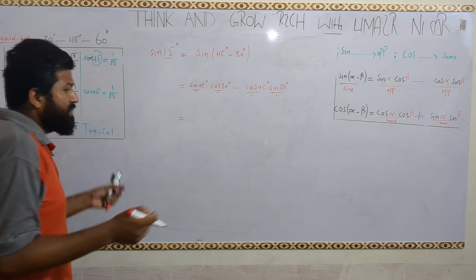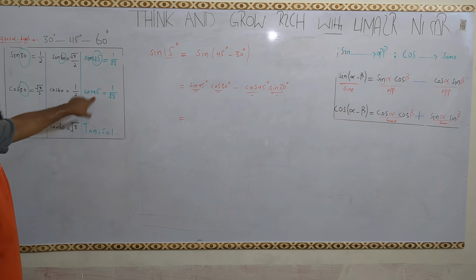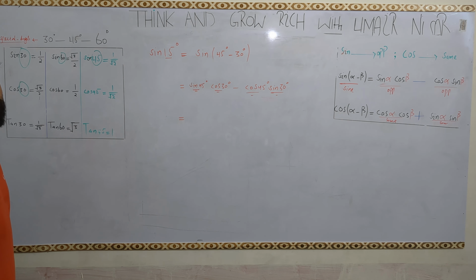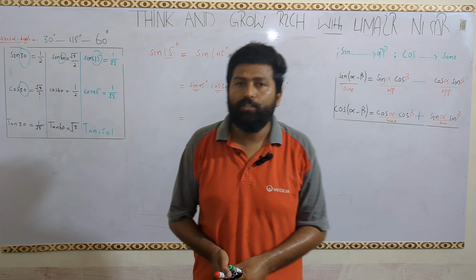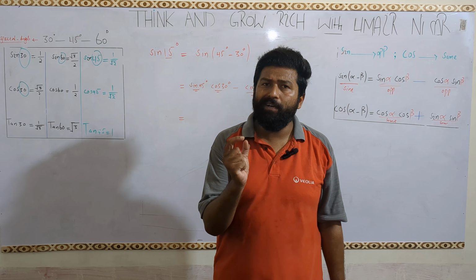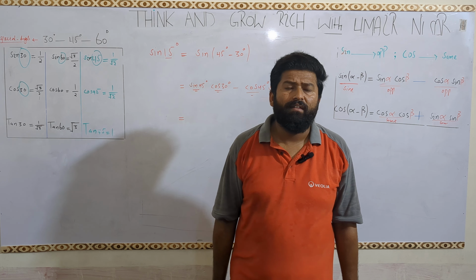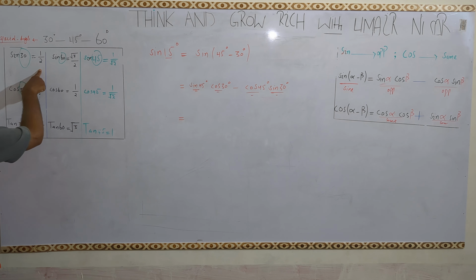So we will remember these values. Remember that sine 45 and cos 45 are always 1 over square root of 2. Sine 30 is equal to 1 by 2. I guarantee that if a student remembers only one value, then he can remember the other values easily. For example, sine 30 is equal to 1 by 2. So if sine 30 is 1 by 2, it means cos 60 will be 1 by 2.